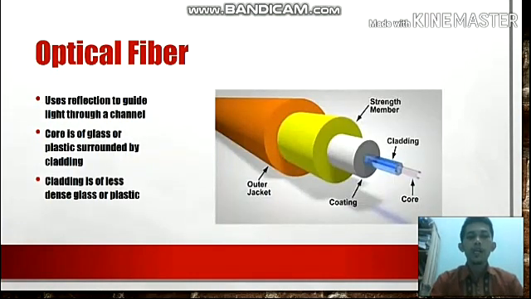Ray of light changes direction when it goes from a more dense to a less dense substance. Optical fiber uses reflection to guide light through a channel. The core is of glass or plastic surrounded by cladding. Cladding is of less dense glass or plastic. You can see the pictures on the side. There are five parts of the cable. They are strength member, outer jacket, cladding, coating, and core.